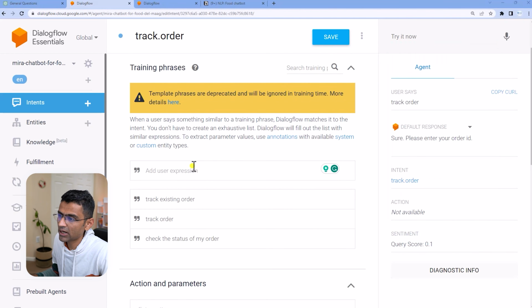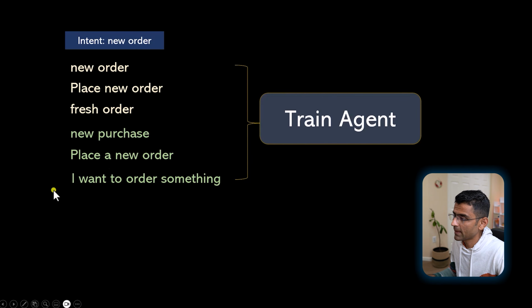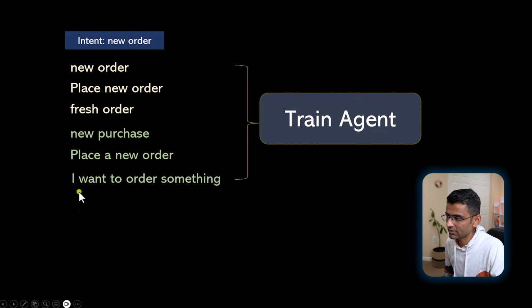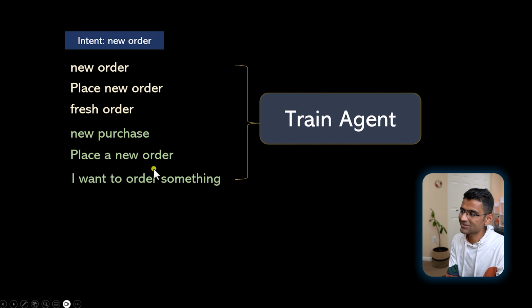So there is some kind of machine learning here which Dialogflow uses. Let me go over that. When you give some training phrases, for new order I gave 3 training phrases: new order, place new order, and fresh order. Google's Dialogflow will generate more training phrases internally, by using an ML model, and it will train an agent so that tomorrow if someone types something different, it can still recognize.